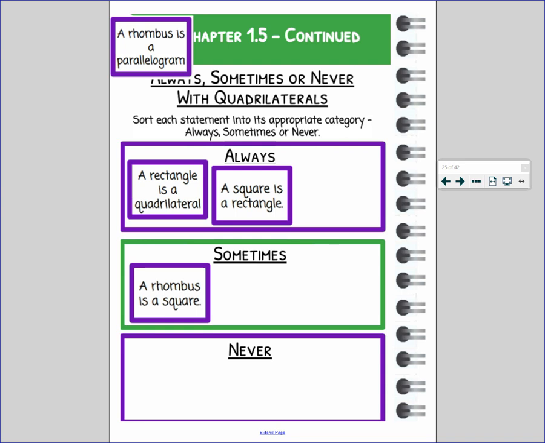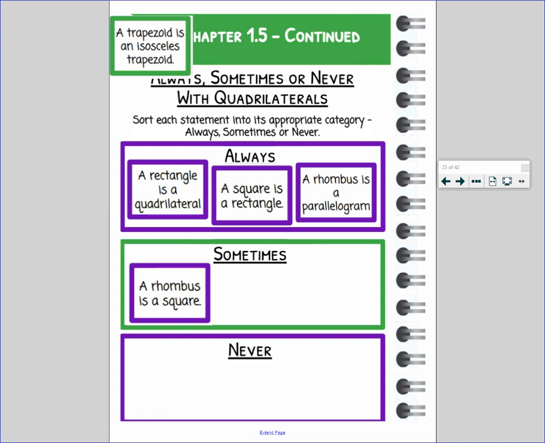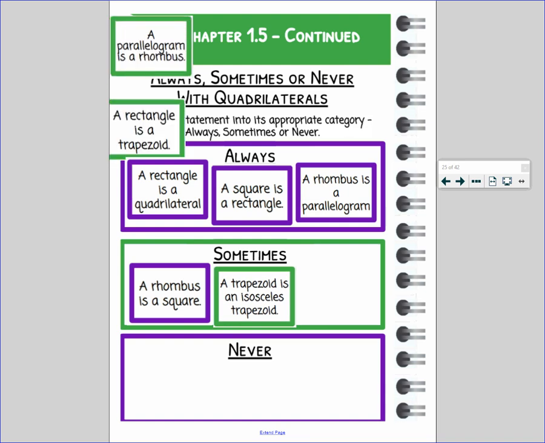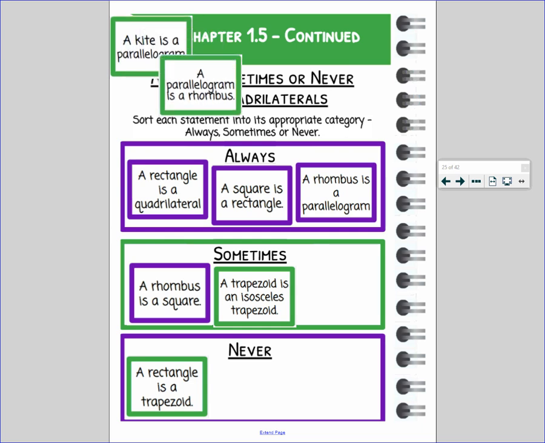All right, so now you should have already sorted. So here we go. A rhombus is a parallelogram. That is always true because you're being less specific. A trapezoid is an isosceles trapezoid. Sometimes, right, sometimes it has that congruent part. A rectangle is a trapezoid. That is a never. A rectangle has to have 2 sets of parallel lines. A trapezoid has exactly 1. A parallelogram is a rhombus. Sometimes you can be more specific.